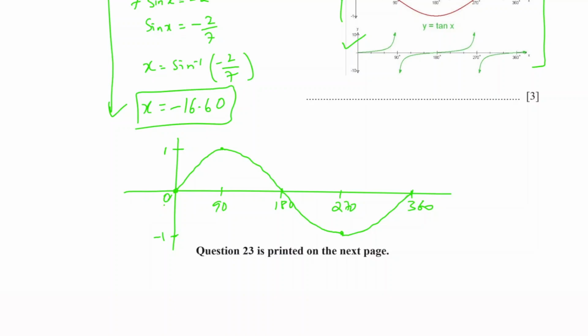If I extend the graph also, it should be somewhere like this. Minimum it should be reaching at like that. It's just a symmetry, right? So it will be going like that, like that.